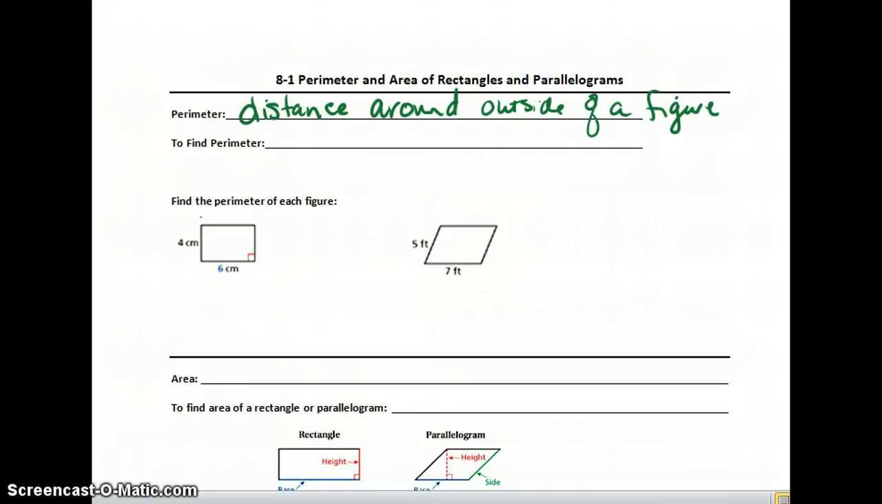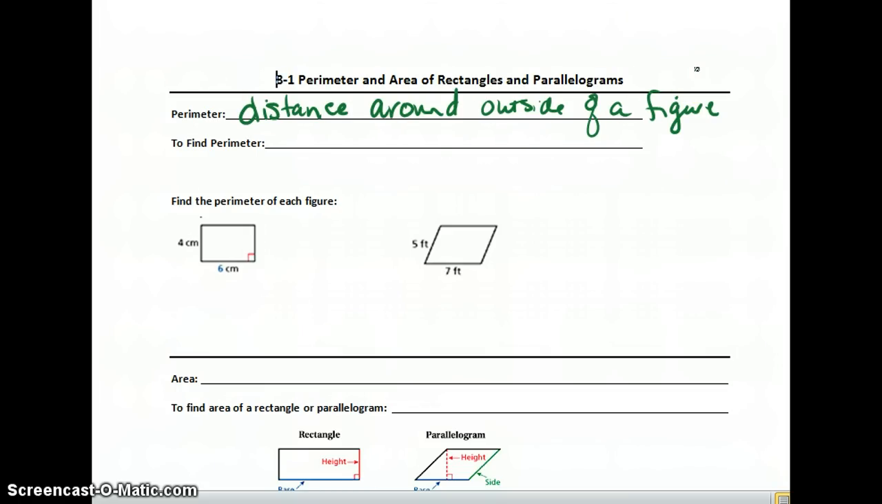Welcome to 8-1 Perimeter and Area of Rectangles and Parallelograms. Some of the definitions that we're going to use in this lesson are perimeter and area. Perimeter is the distance around the outside of a figure.